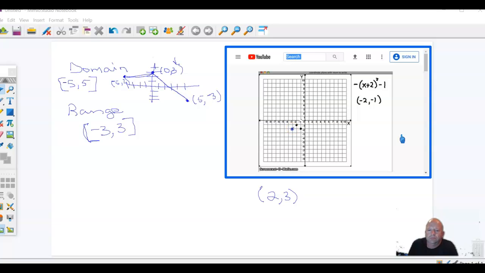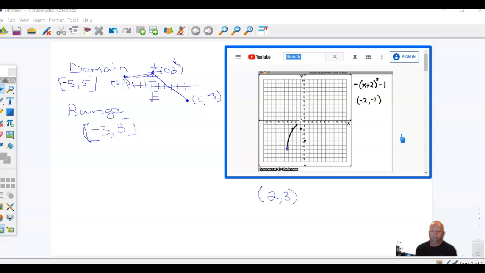Alright, so if we use symmetry, we know that's going to line up right there. And supposedly, if we go down 3 and to the right 1, we should get another point. Well, this one is 0 plus 2, which is 2. 2 squared is 4. 4 times negative 1 is negative 4. Negative 4 minus 1 is negative 5. That worked. And then we use symmetry to plot our other point, down 3 and to the right 1, and we should get another point.